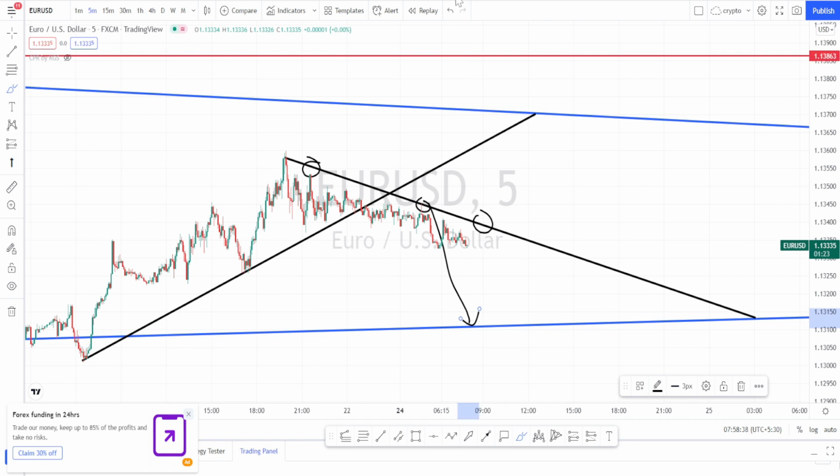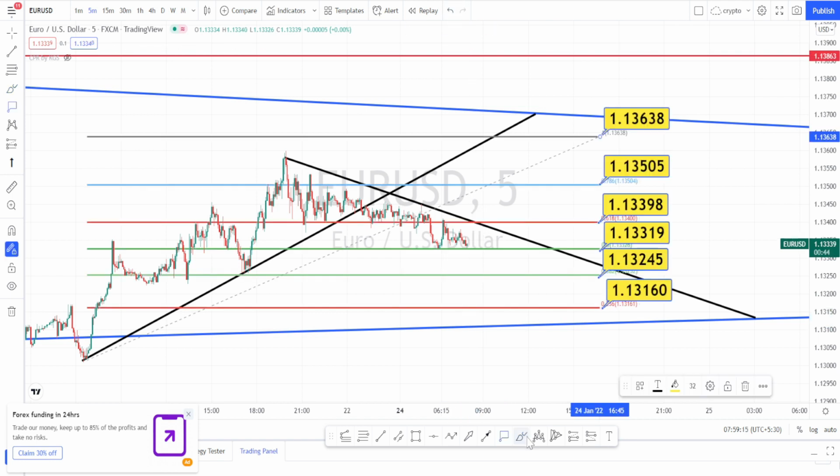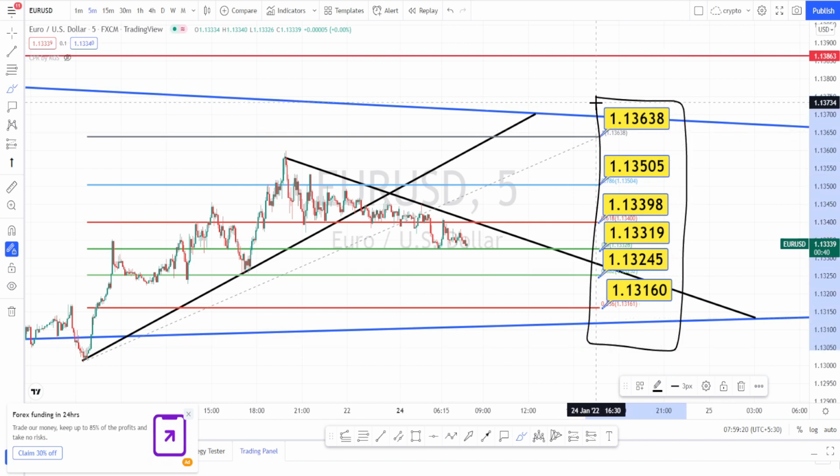Let us mark the support and resistance levels. So these are all the support and resistance levels in the 5 minutes time frame. Currently the price action has taken support on the support level of 1.13.